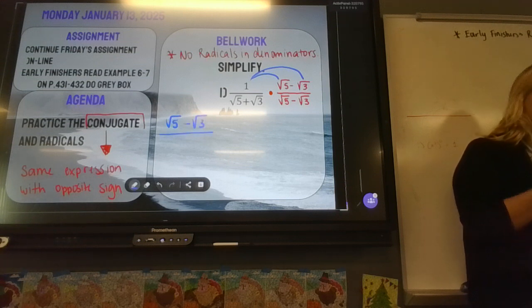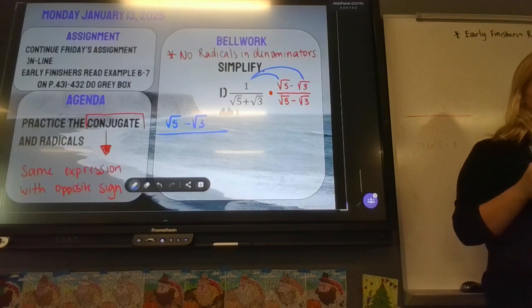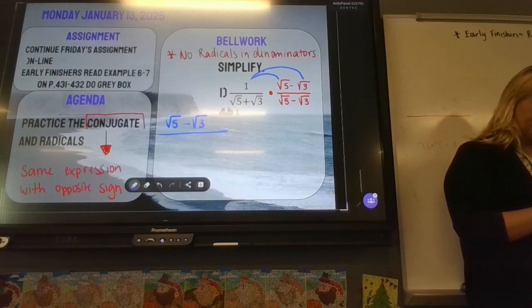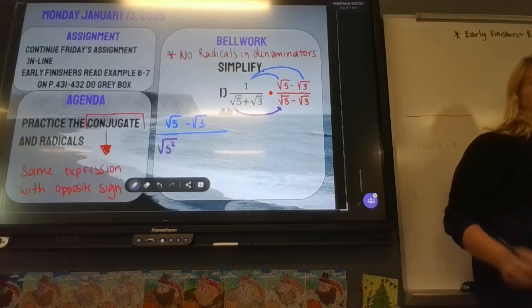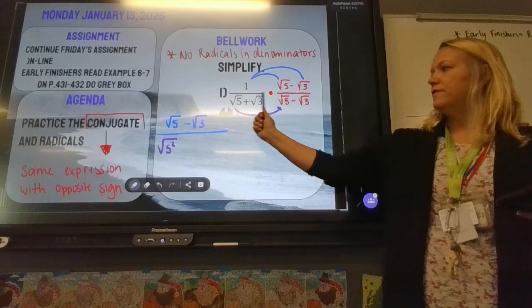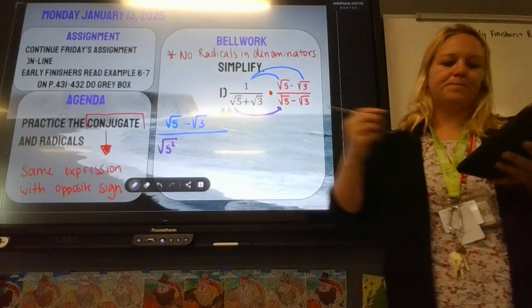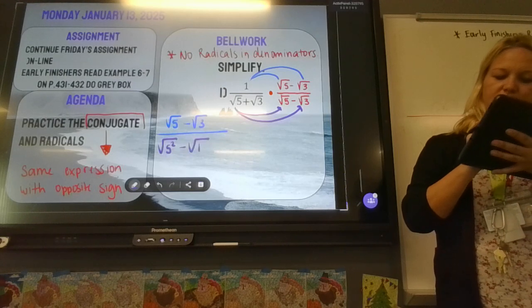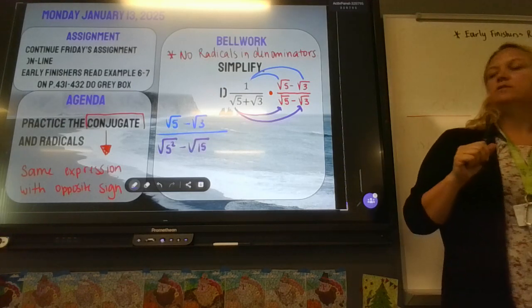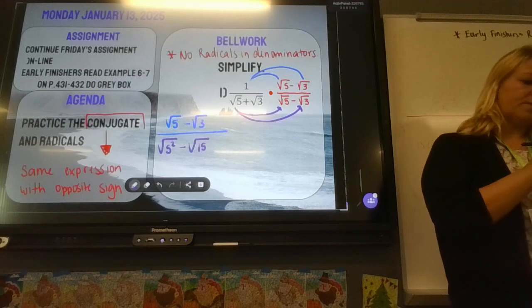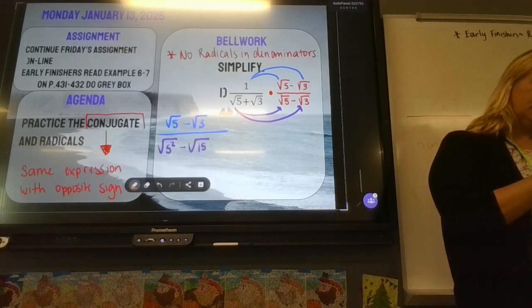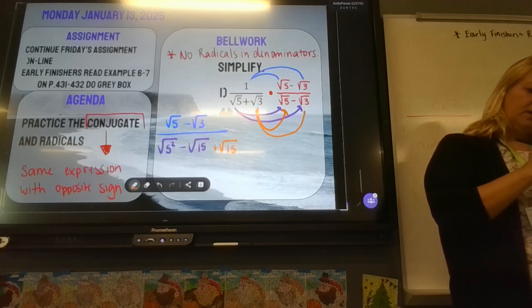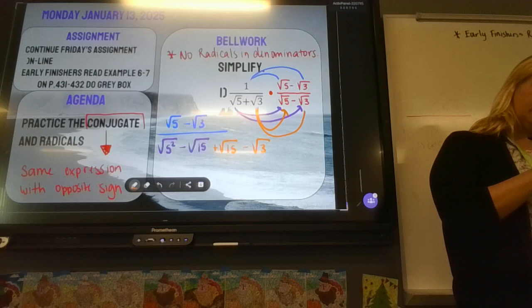So when I distribute through the top, nothing changes, of course, 1 times anything. And then when I distribute through the bottom, the square root of 5 times the square root of 5 would be the square root of 5 squared. 5 to the first times 5 to the first, 5 to the second. The square root of 5 times the square root of 3, I can turn into the square root of 15. They're both under the radical, so that's 15. And then I'll do the square root of 3, and that'll be the positive square root of 15. And then that would be minus the square root of 3 squared.